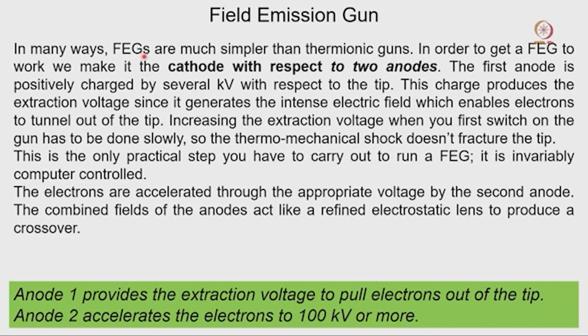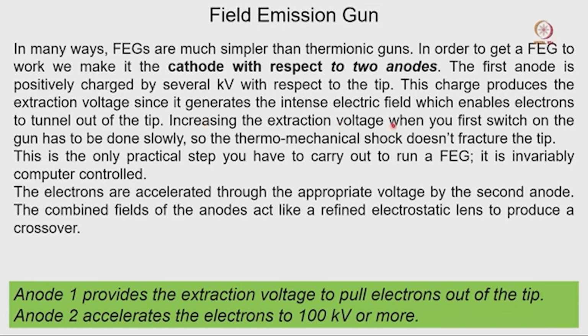What is the field emission gun? The field emission gun is much simpler than the thermionic gun. To get a field emission gun to work, we make it with the cathode with respect to two anodes. The first anode is positively charged by several kilovolts with respect to the tip, and this charge produces the extraction voltage, since it generates an intense electric field which enables electrons to tunnel out of the tip.